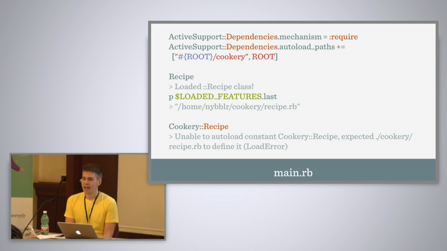But then we try to access it with Cookery::Recipe. Now notice that it doesn't print out a message this time. It says "loaded: Recipe class" the first time we access Recipe, but then the second time when we try to access it with Cookery::Recipe, it does not print out that loaded message. So this is good. This means that Kernel.require did its job, preventing the same file from being loaded twice. But at the end of the day, we still have an exception, and our application crashes and goes up in flames. So that's not so awesome.